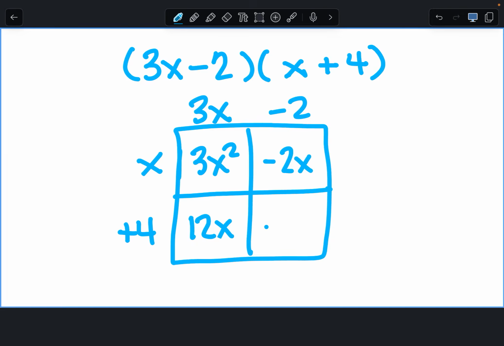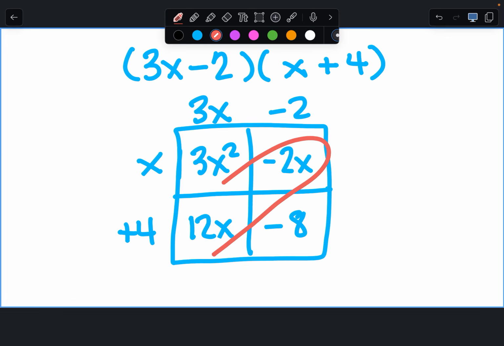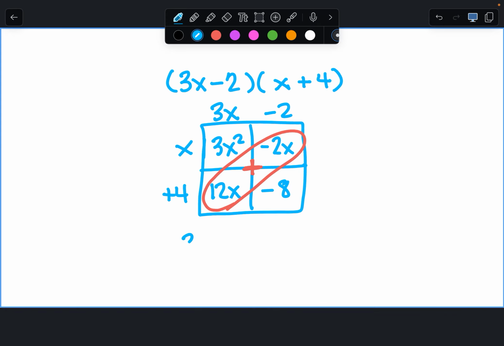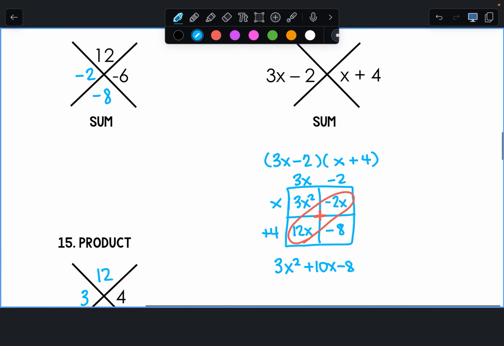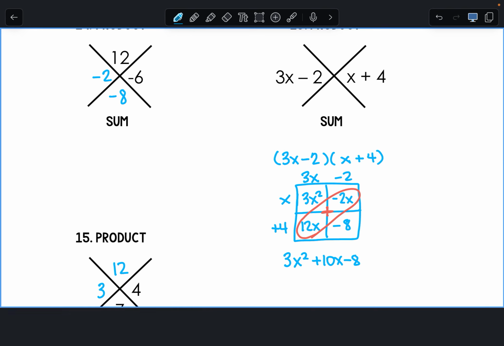Which ones combine? The -6x and the 4x. And when you combine, what are you doing? You add. Good. So you get 3x squared plus 10x minus 8. So that is the product of two binomials. You use FOIL and box.